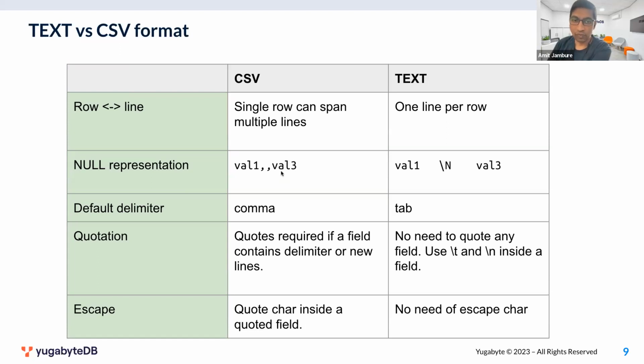Okay, and then you again run into a situation where the quote character itself can appear inside the string. In that case, you have to escape that quote character inside the value. But no such tricky quotations and escapes are present in text format, because we are explicitly writing the tab as \t and new lines as \n. Okay.